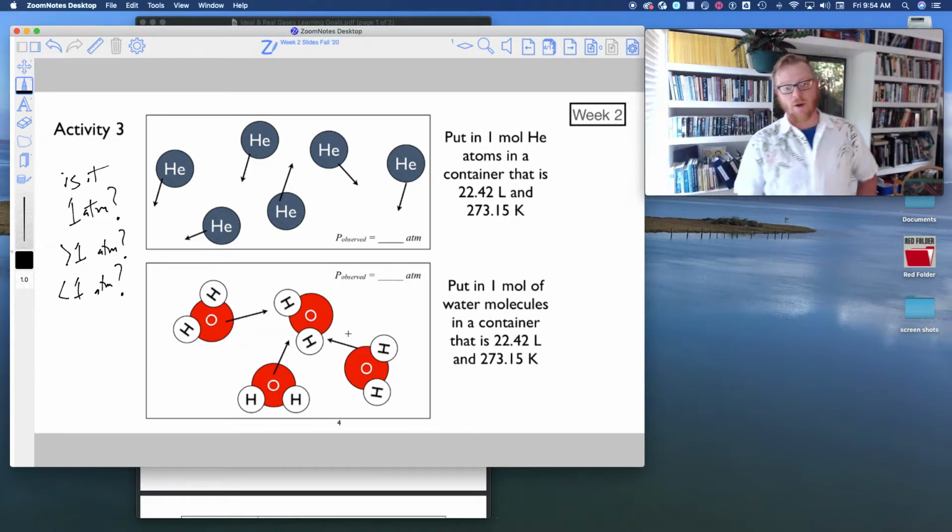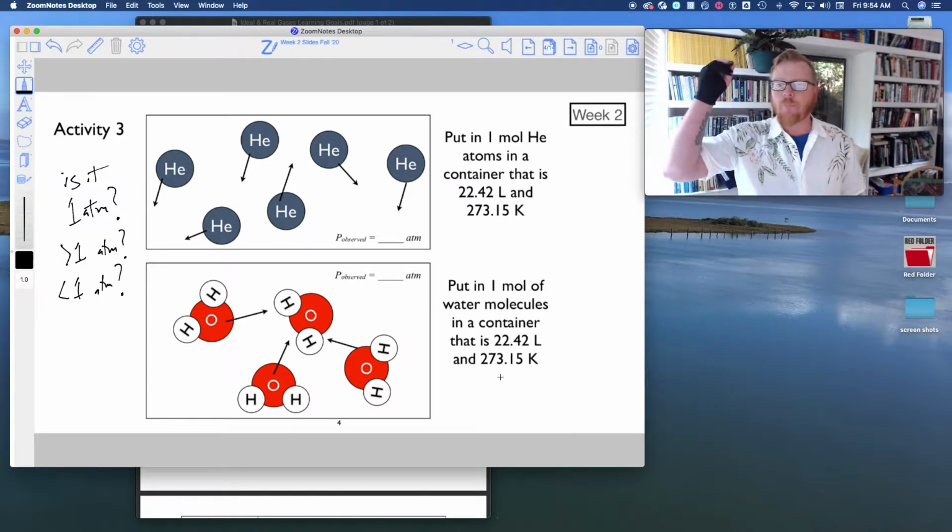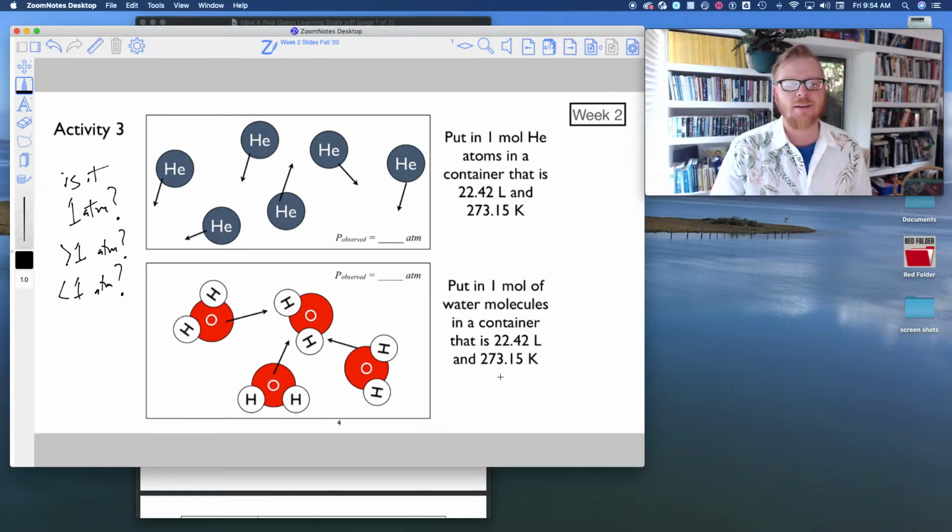Now, then let's talk about this other one. So we have the same container, 22.42 liters. We put 1 mole of water molecules in there, and it's 273.15 Kelvin. Now, I know you're chemists, and you're like, but it's gonna condense. And you'd be right. Let's just ignore that for now, okay? Don't worry about the water condensing. Maybe we could say it's 273.17 Kelvin or something, okay? So don't worry about condensation.